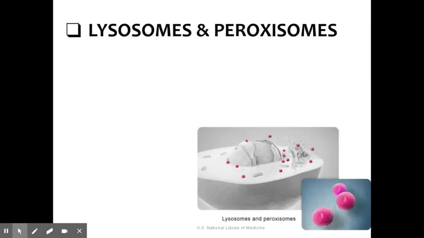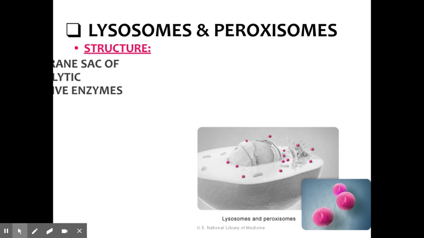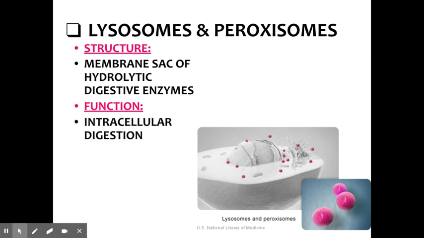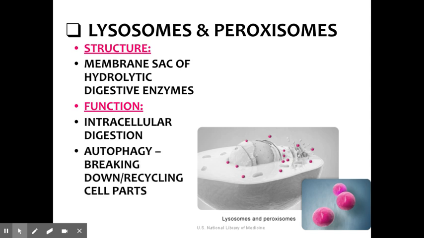Lysosomes and peroxisomes. The structure of a lysosome is basically a membrane sac of hydrolytic digestive enzymes, so very powerful digestive enzymes. And their function is basically intracellular digestion. So they're going to merge with food material and help break that down. They're also involved in autophagy, which means they'll merge with other old cells and break them down, recycling their cell parts to be used again.